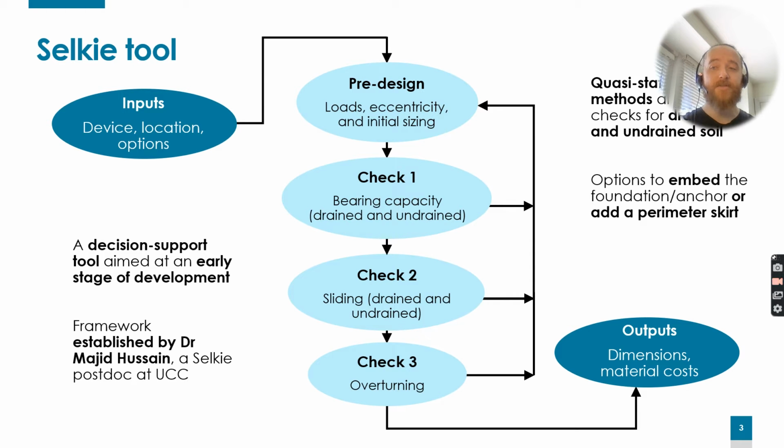So this is the basic flowchart. We start with our inputs, which we can get from the selkie GIS techno-economics tool or some other source, and then the tool goes through a pre-design stage before running through design checks for bearing capacity, sliding, and overturning. If the foundation fails any of these checks, we increase the size until we have a system that passes all of them. This can be done through iteration to try and output the minimum size, but the user can also specify a range of sizes, and the tool will output all the results in a table for ease of comparison.